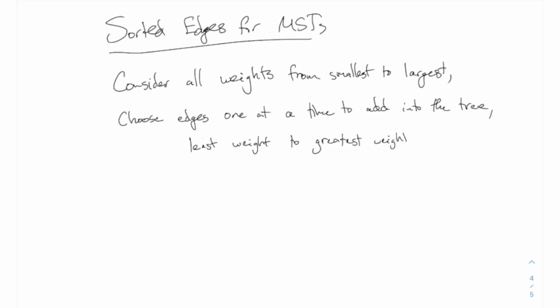Now, in the sorted edges for a Hamilton circuit, there are two rules. The rules are you may never make a subcircuit, and you also may never have three edges which meet at a point. When you're doing a spanning tree, you are allowed to have three edges at a point. You are not allowed to have a subcircuit. So choose edges one at a time to add into the tree from the least weight to greatest weight, and never pick an edge which makes a loop.